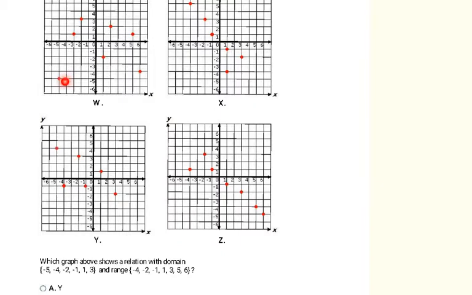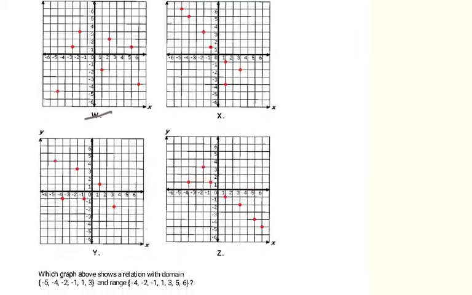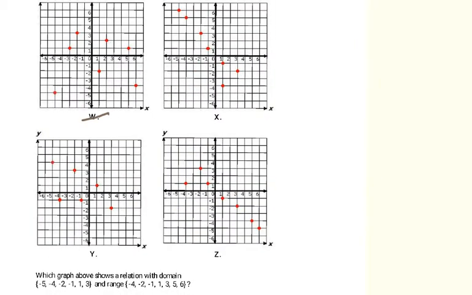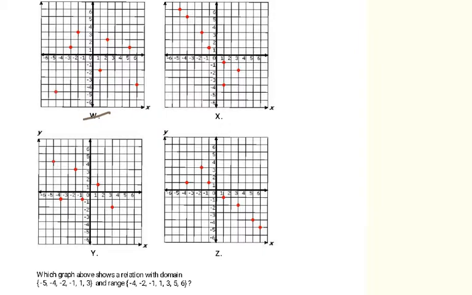So the x coordinate of this point is -5. The x coordinate of this point is -3. -3 isn't in our domain, so we know it isn't w. So I'm going to go ahead and go to x. Okay, the x coordinate of this point is, let's make sure we get them all first. So this first one, the x coordinate is -5.